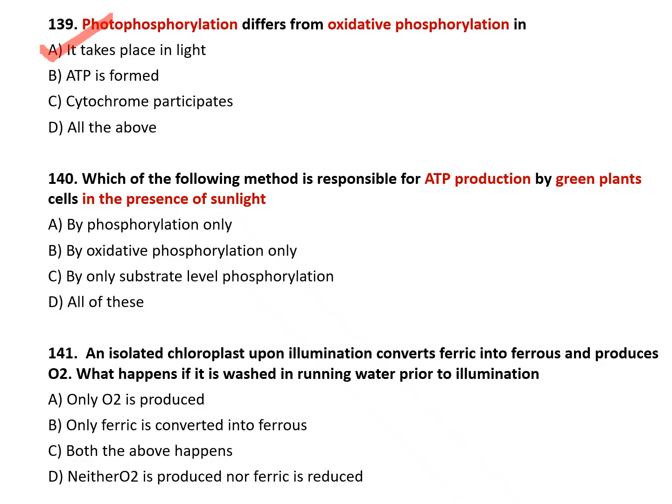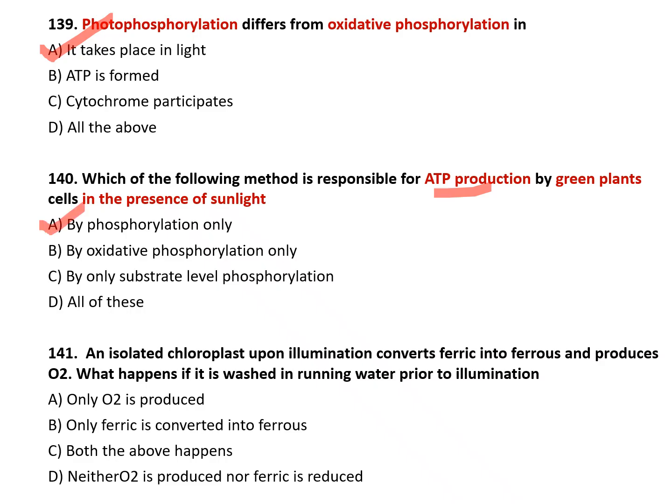The next question, number 140. Which of the following methods is responsible for ATP production by a green plant cell in the presence of sunlight? Option A, by photophosphorylation only; option B, by oxidative phosphorylation only; option C, by only substrate level phosphorylation; option D, all of these. The correct answer is option A, by photophosphorylation only.